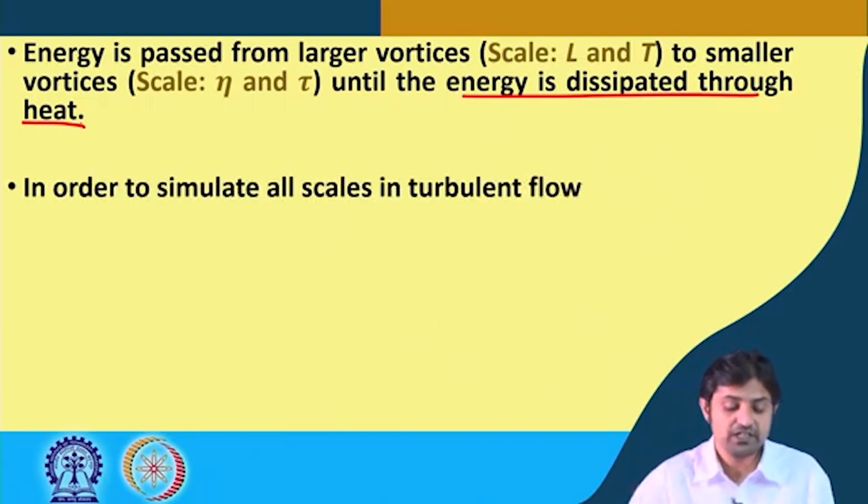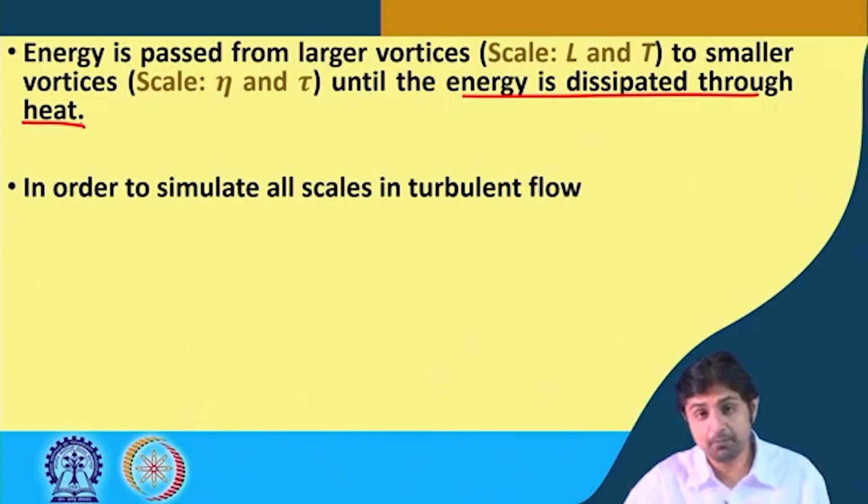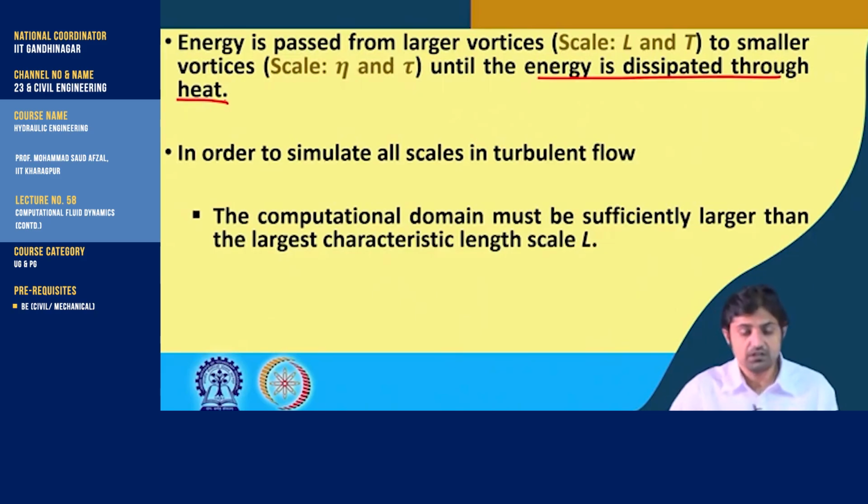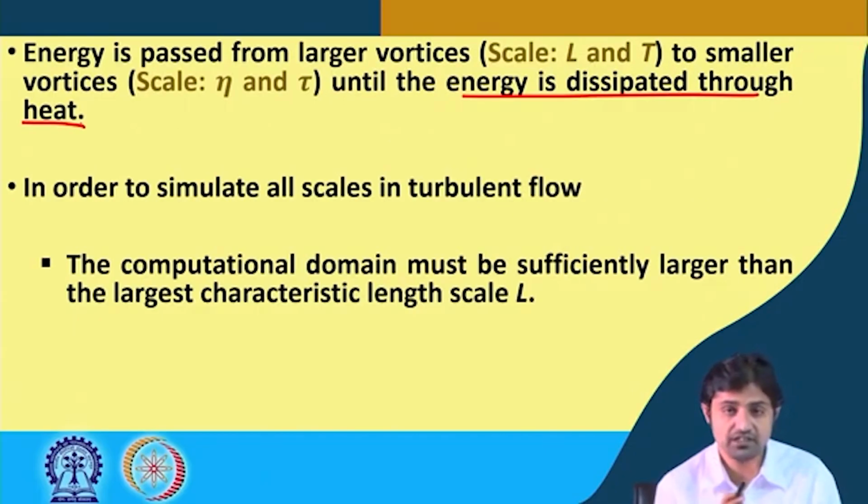So in order to simulate all these scales in turbulent flow, you see we have a length scale from capital L to eta. Eta is the Kolmogorov length scale, which is several orders of magnitude less than millimeters. The computational domain must be sufficiently larger than the characteristic length scale L, correct? There will be vortices of the length L as well. So the computational domain must be sufficiently larger than the characteristic length L.